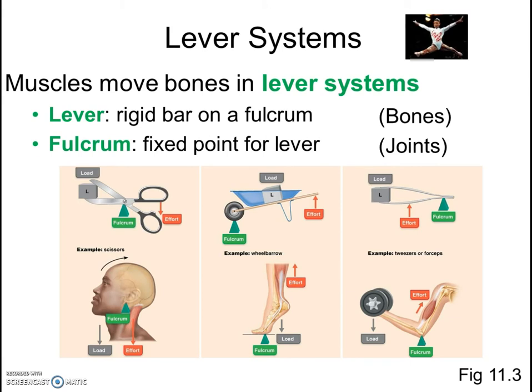Now, the important thing is that the muscles are involved in helping the bones move. Without the muscles, there's no way you could get these bones to move around the joint. And that's how the lever system works. So again, the muscles are attached to the bones, and then the bones move around the joints.